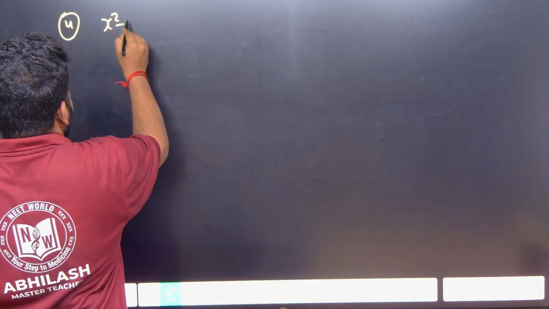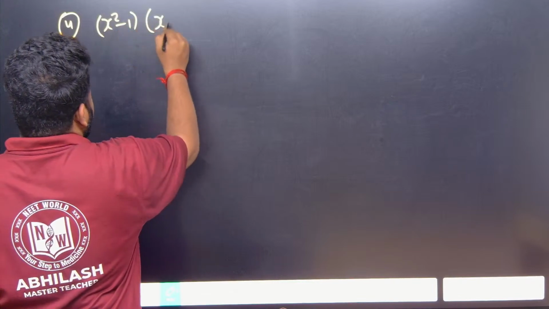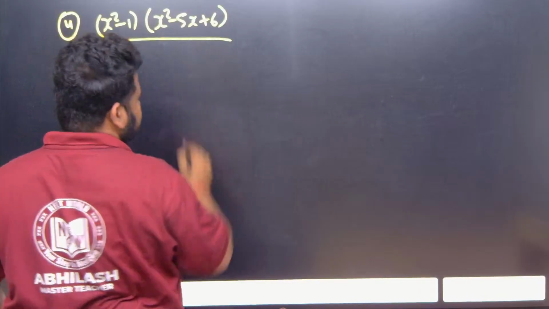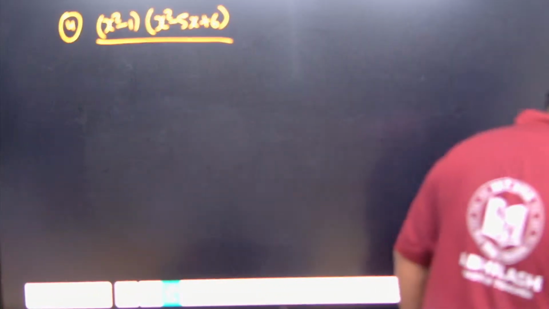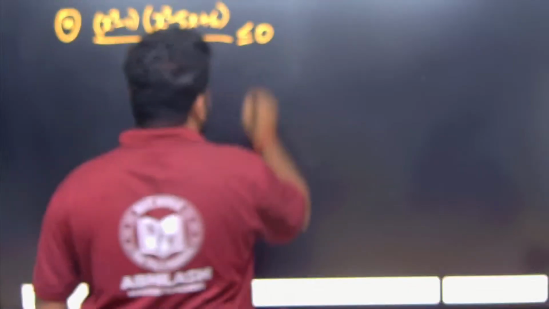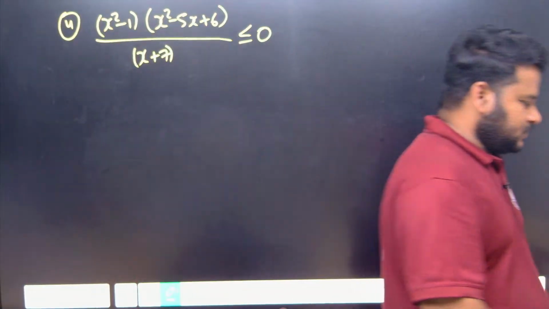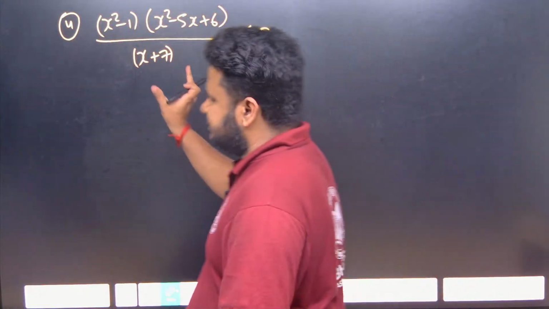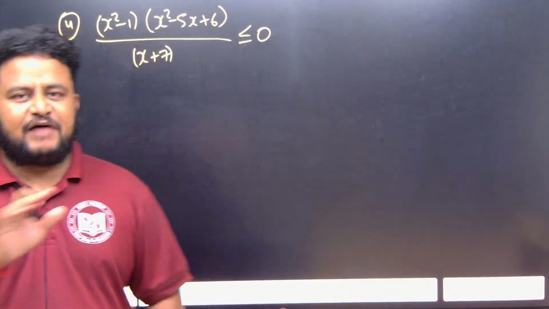x square minus 1 into x square minus 5x plus 6, divided by x plus 7, is less than or equal to 0. These are all questions that have appeared in various examinations, not some random questions. So first, you have to write the factors.